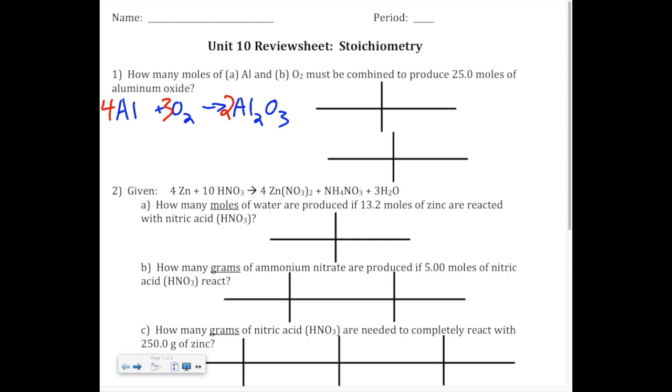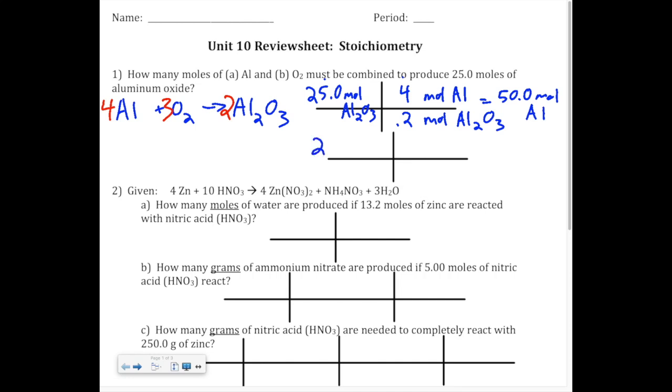So now that I know that, I start with 25 moles of aluminum oxide, Al2O3, and I'm going to convert moles of aluminum oxide to moles of my first substance, which is aluminum. Now that's going to be a 4:2 ratio, and it comes out to be 25 times 4 divided by 2, which is going to make 50.0 moles of aluminum.